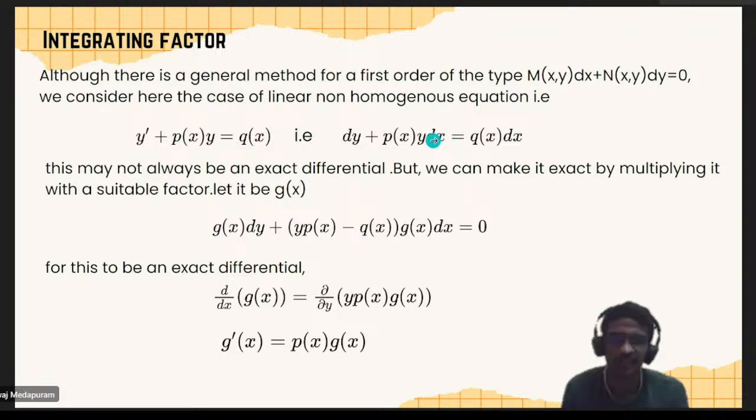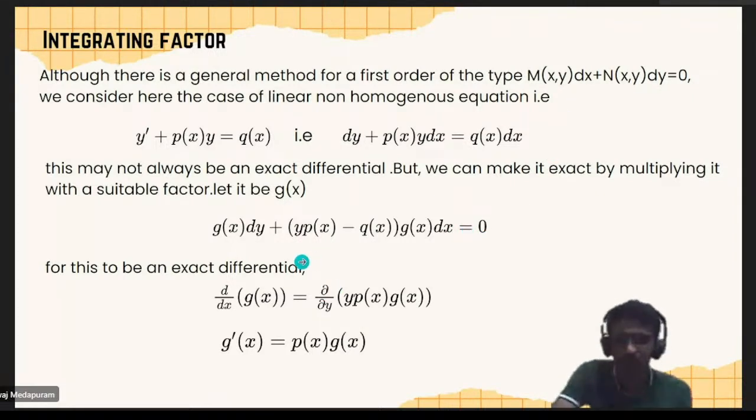We need to see that this may not always be an exact differential. That is, the condition mentioned before may not always be satisfied. So we need to make this an exact differential by multiplying with a suitable factor called the integrating factor. Let it be g(x). If you multiply by g(x), we have g(x) dy plus [y p(x) minus q(x)] g(x) dx equal to 0.